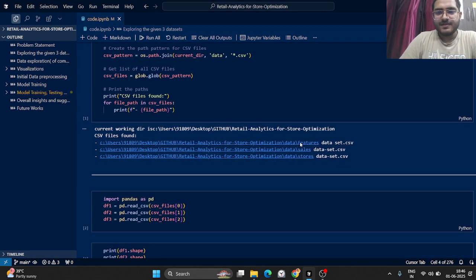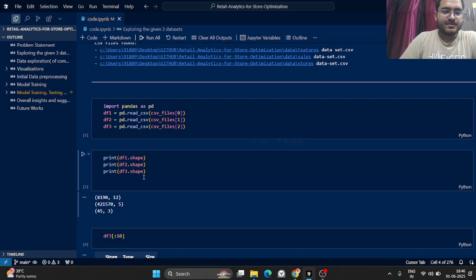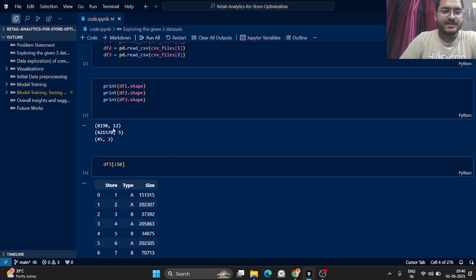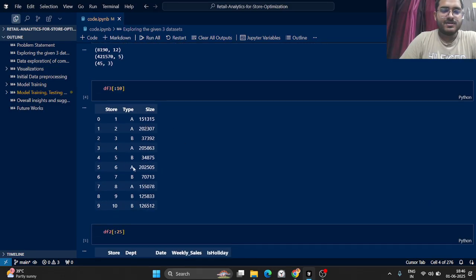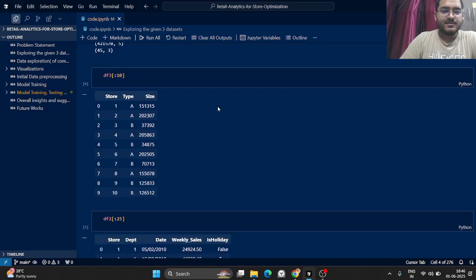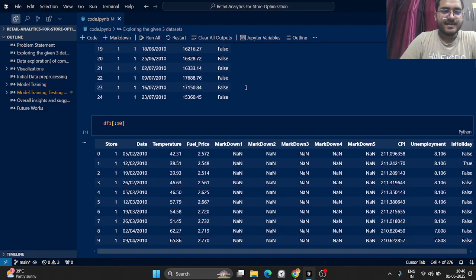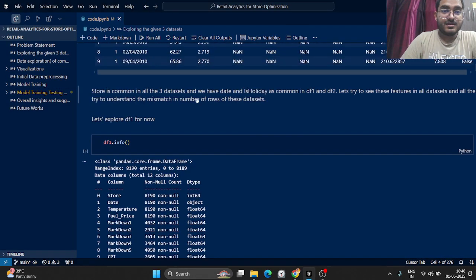So we had the features dataset, sales dataset, and store dataset. These were the shapes of the three datasets. This was data frame third. I just output the first 10 rows. Data frame second, data frame first. We saw that the store was common in all three datasets, and date and holiday were common in data frames 1 and 2. We were trying to understand that there was a mismatch in the number of rows and columns.